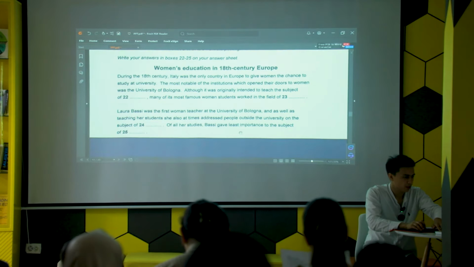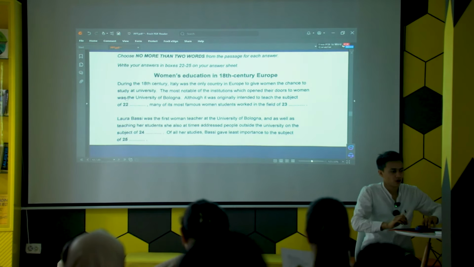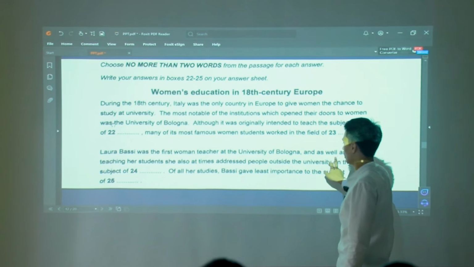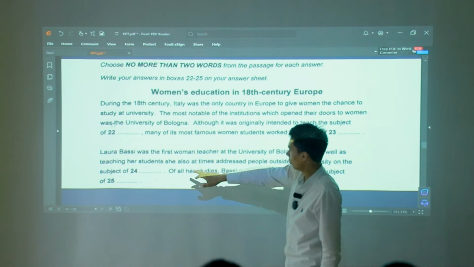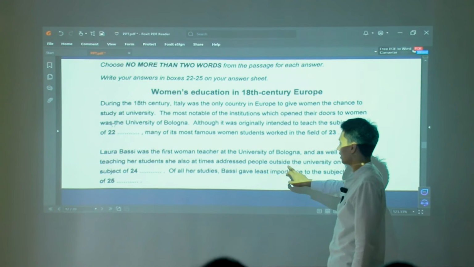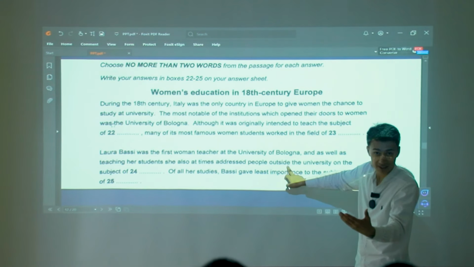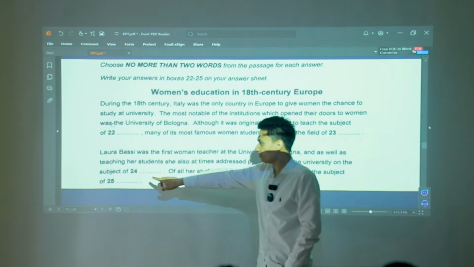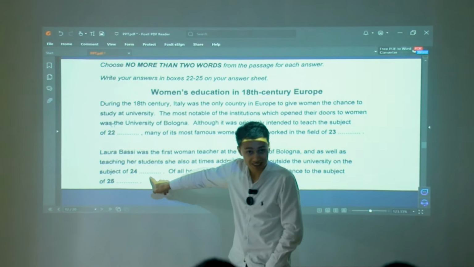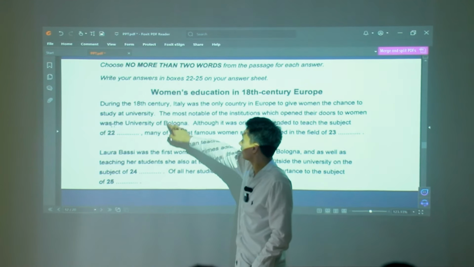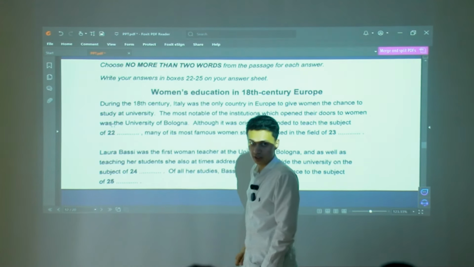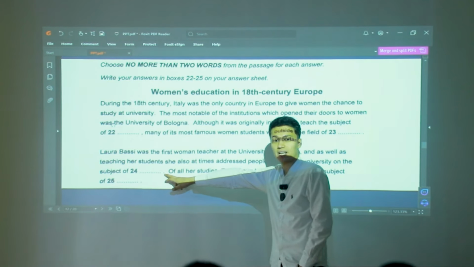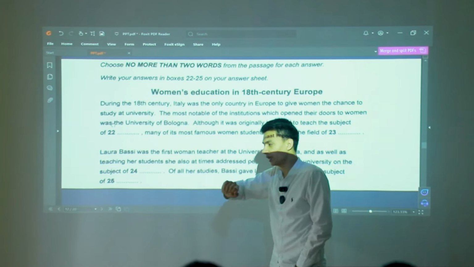All right. What about here now? Laura Bassi was the first woman teacher of University of Bologna, and as well as teaching her students, she also at times addressed people outside. People outside, again, public. Outside the university on the subject of physics. Or experimental physics. Experimental physics. Because it says how many words? 2 words. Because all the others are in one word. Okay? These 2 words are a must. Experimental physics. That's correct? Next one.